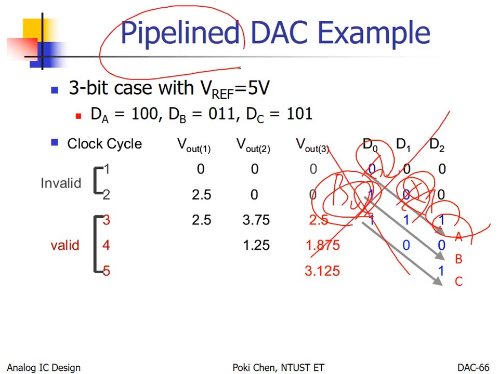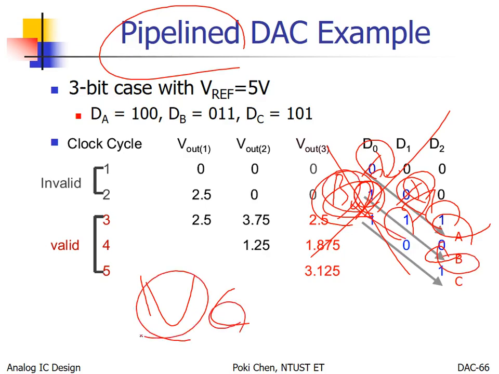In a pipeline, you don't need to wait. So each cycle, you can generate one output. Bingo! All right? But you need to be very careful about latency. You still need to wait n cycles, because this is my first, my second, my last bit. From input to output, the latency is still n cycles. But the throughput is only one cycle. Got it? So you need to be very careful.